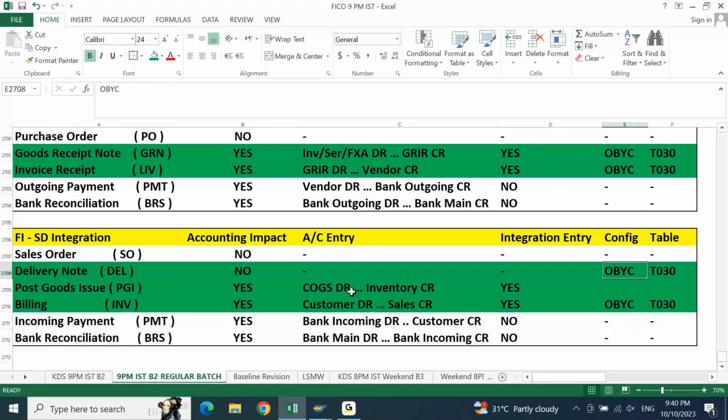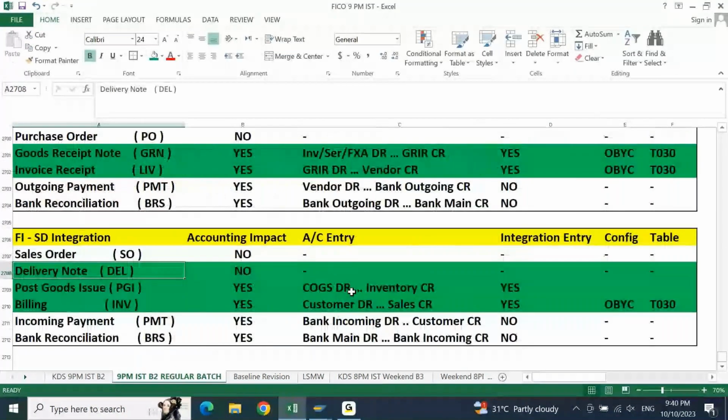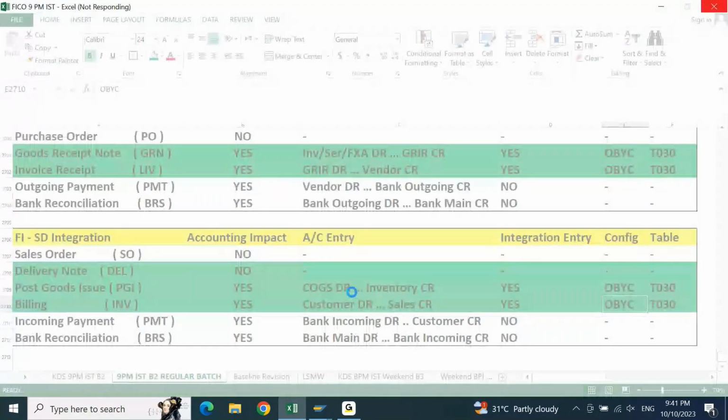Next, wherever we are talking about an integration entry, we need to write where you will maintain the config and where you will maintain the table. For delivery, there is nothing, so I'll put blank here. Similarly, for post goods issue, configuration is OBYC, table is T030.